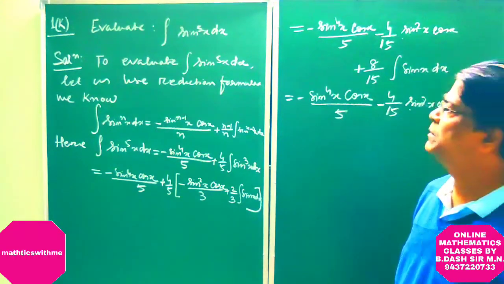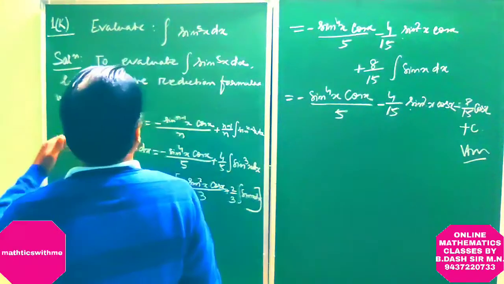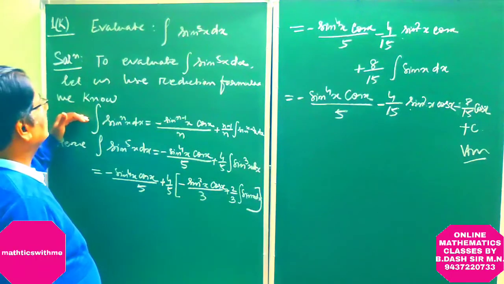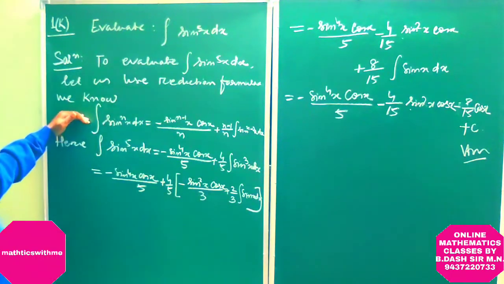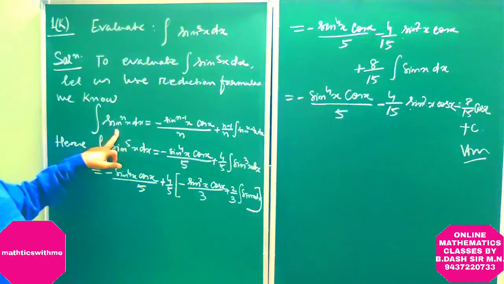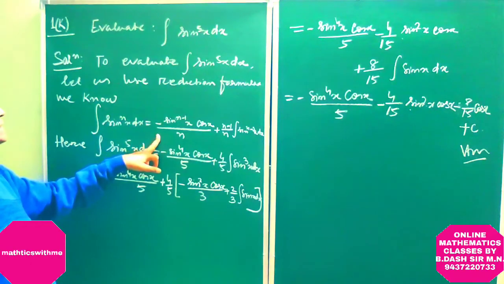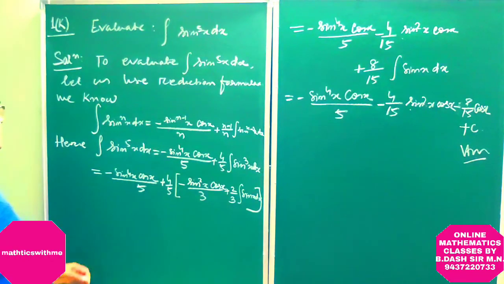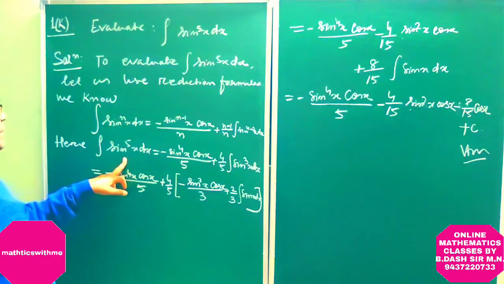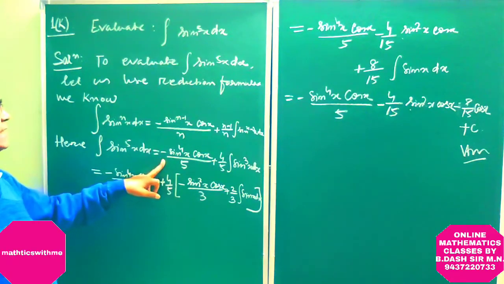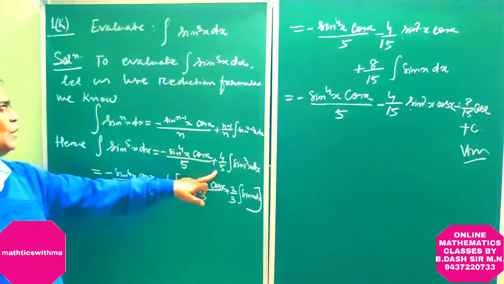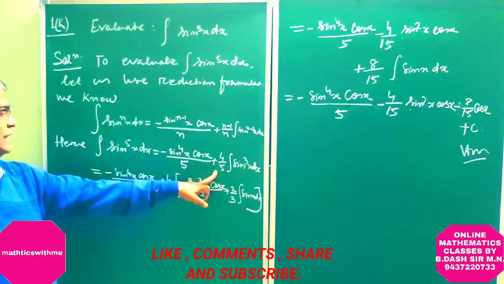So here we have to evaluate integration sin to the power 5x dx. So let us use the reduction formula to evaluate this integral. We know integration of sin to the power n x dx is equal to minus sin to the power n minus 1 x cos x by n plus n minus 1 by n integration sin to the power n minus 2 x dx. So now sin to the power 5x dx is equal to minus sin to the power 4x cos x by 5 plus 4 by 5 integration sin cube x dx.